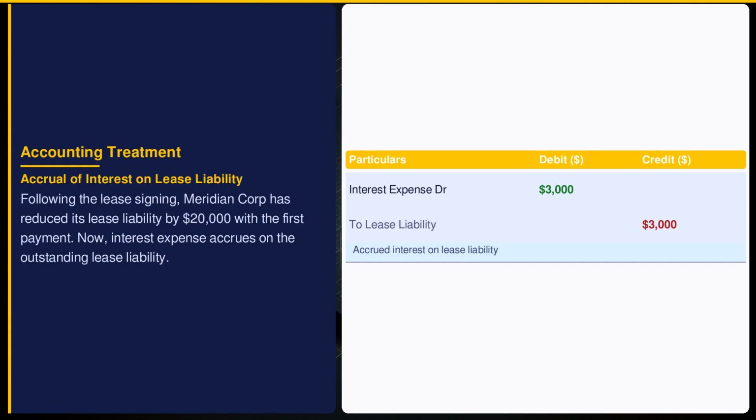Interest on the outstanding lease liability must be accrued as per AASB 107, which ensures that the financial costs linked to the lease are recognized over time. This entry increases both the interest expense and the lease liability by $3,000, thereby reflecting the cost of using the leased asset over the period.